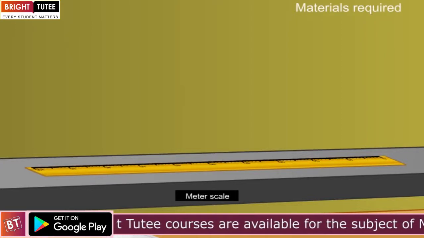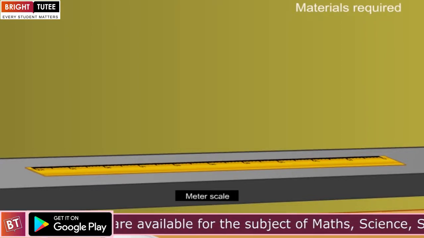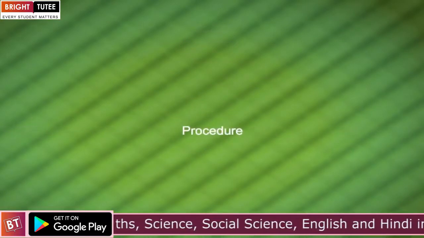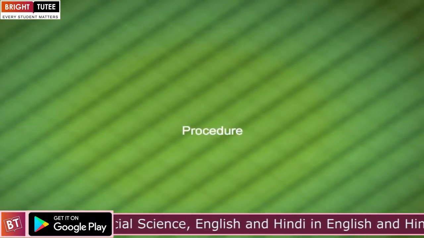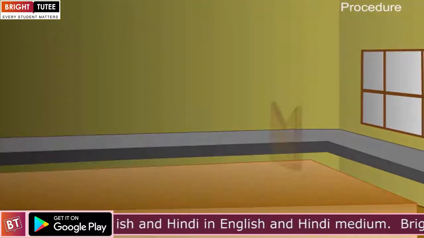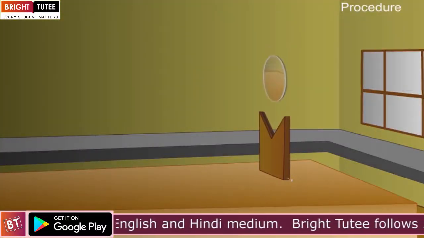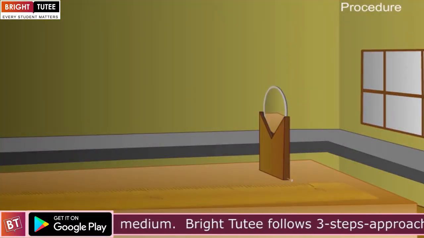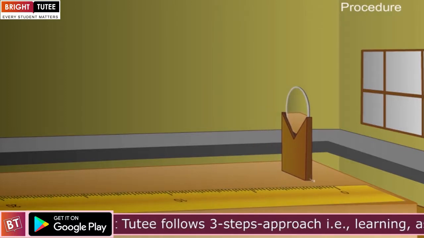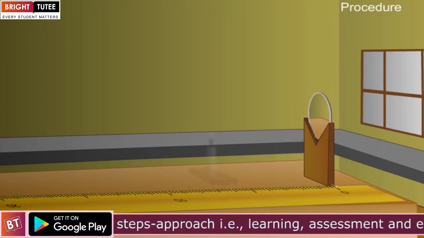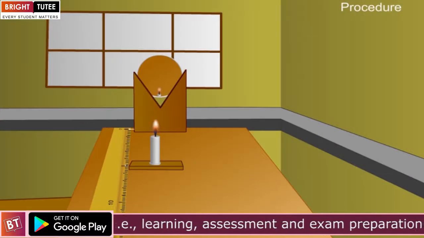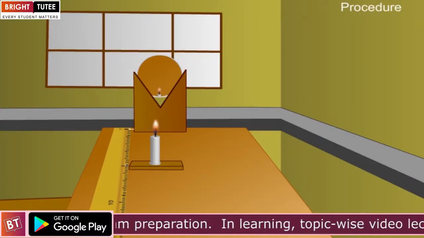Okay. So, now let us perform our actual activity. For this, the procedure that we will be following is as follows. First of all, we will hold a convex mirror in a V-shaped candle holder and light a candle and place it at a distance of 5 centimeter from the mirror. Now, observe the image formed by the candle in the convex mirror.